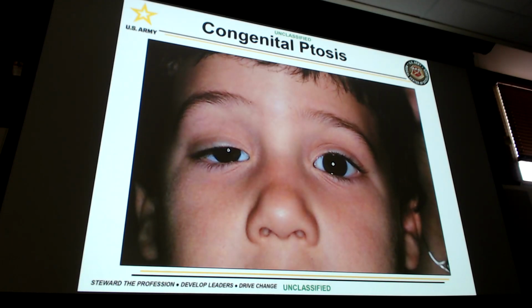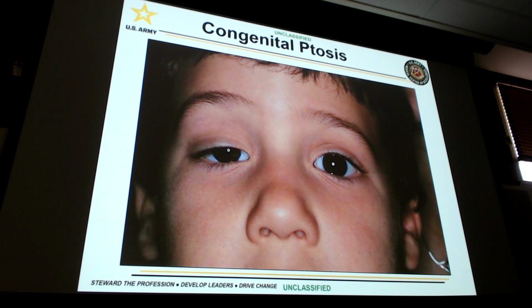You can really see the difference. Probably 1 millimeter in that patient's right eye there, and maybe about 4 millimeters in the left eye. Okay, we call that the marginal reflex distance, MRD, MRD1. MRD1 is the distance from the light reflex to the upper lid. MRD2 is the distance from the light reflex to the lower lid, and MRD3 is the total distance.